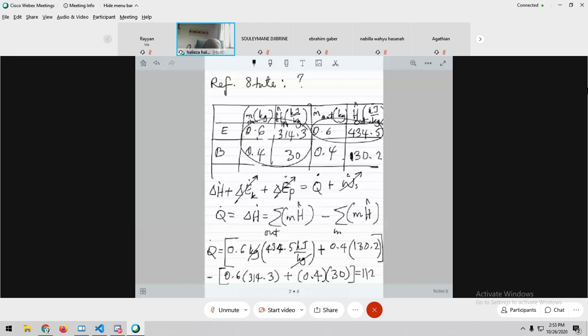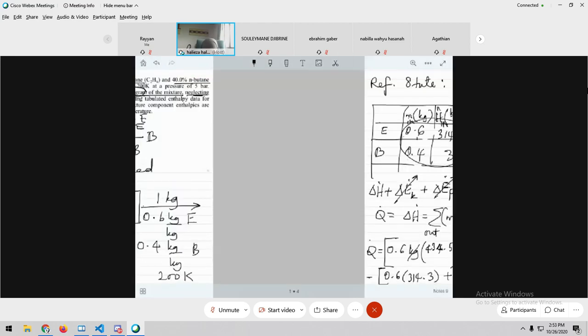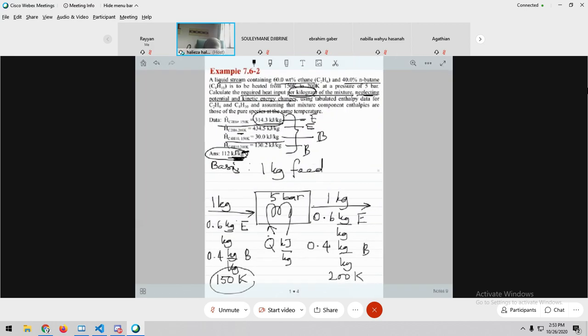112.2. Let's see whether it's the same as what is given in the problem. Why is the answer in kilojoules per kilogram, guys? When we did the calculation, we just got kilojoules. Why is our unit not the same as that given here, kilojoules per kilogram?